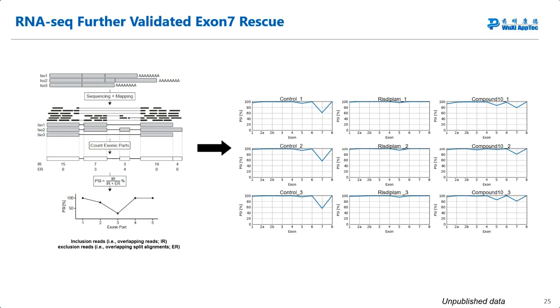We first looked at SMN2 exons. By calculating PSI, the ratio of the number of reads that include a specific exon to the total number of reads covering that exon plus the number of reads that skip this exon, we can see a complete exon 7 rescue by risdiplam. Our compound 10 still rescued exon 7 about 50%, which is actually consistent with previous RT-PCR data.